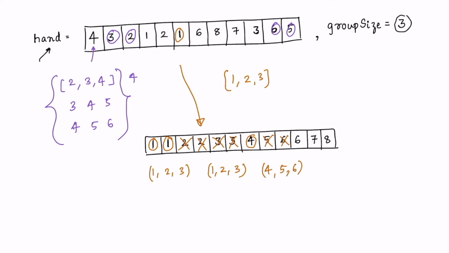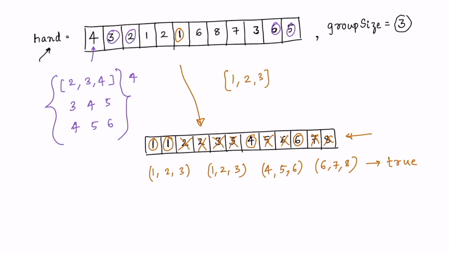The next card with the least value is 6. It can only form a group with 7 and 8. Let's get rid of 7 and 8. There are no more cards left, so we return true here because we were able to rearrange all the cards into groups of 3. So the question is, do we really have to sort all the cards?